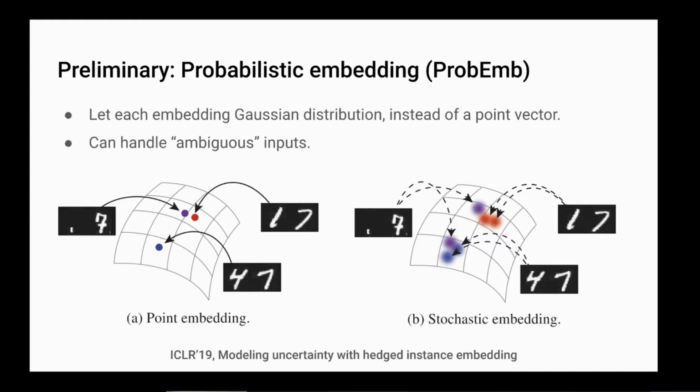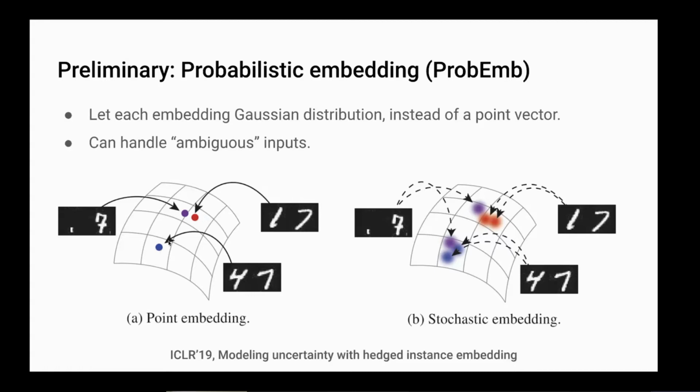So this is a kind of preliminary of this work. There is a work on probabilistic embedding from before. This ICLR paper proposed probabilistic embedding, which maps the given input to a probabilistic distribution, not a point vector. For instance, here you can see that 17 and 47 are mapped to the red and blue dots.